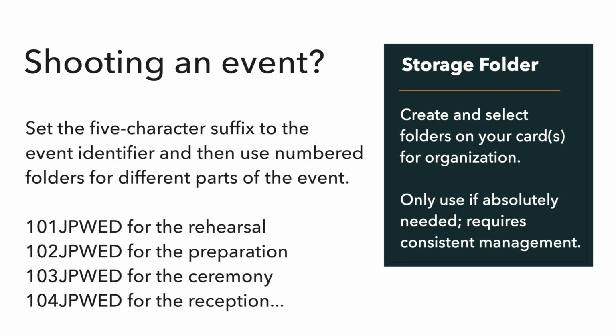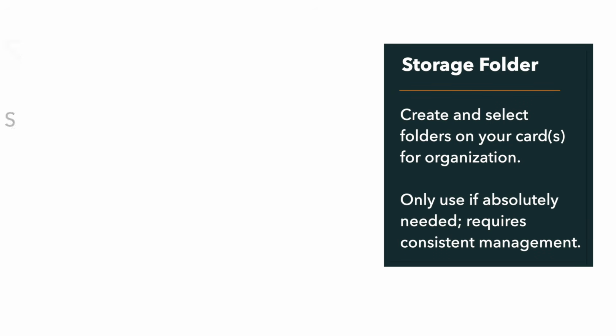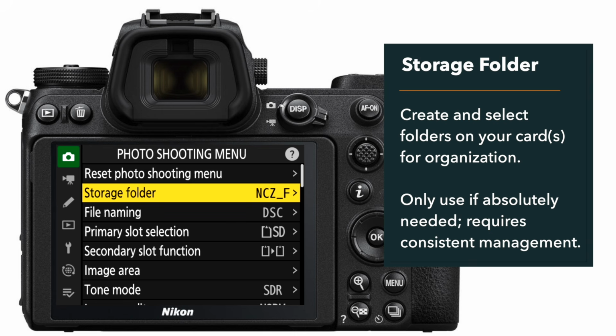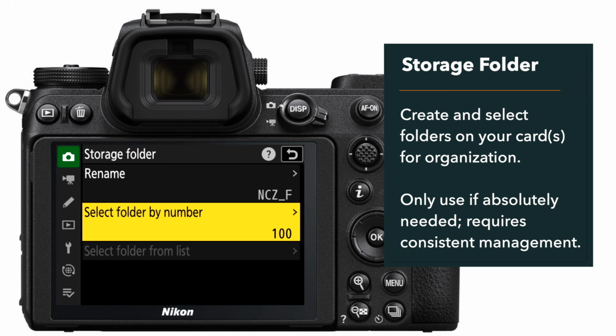And so you can set all of this up ahead of time before your shoot, and then during the shoot, either at the beginning of a new day on your trip to Africa or during transitions from one part of an event to another, you can just quickly go into your camera menu and select the new appropriate folder. So this is how you can set that up. You're going to go into the photo shooting menu and then look for storage folder. You'll see 3 different options in there: rename, select folder by number, and select folder from list.